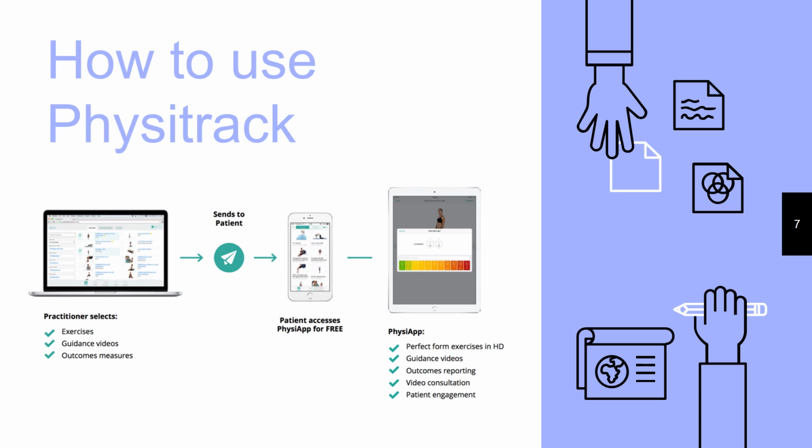How to use Physitrack, the simple version. On Physitrack, the physiotherapist selects exercises that they would like their patient to complete. An email is sent to the patient, and the patient accesses Physiapp via that email and enters their unique code. On the Physiapp, the patient is able to view the exercises that the physiotherapist wants them to complete.